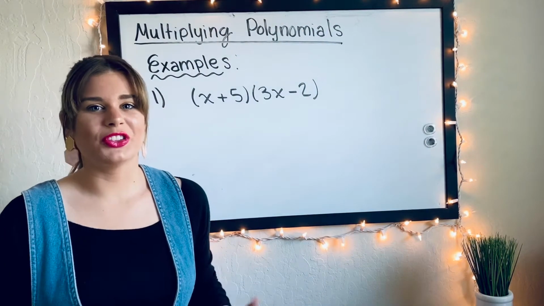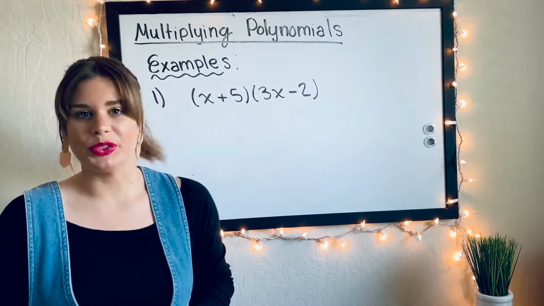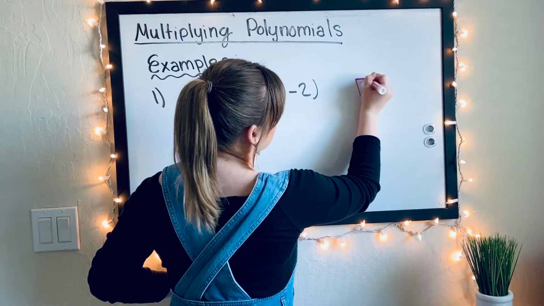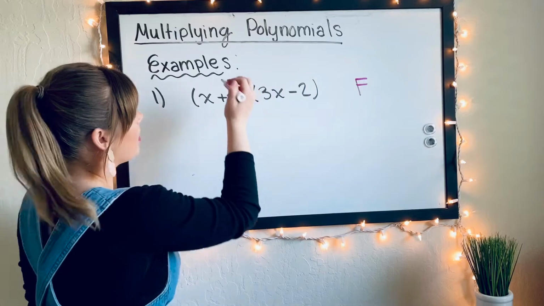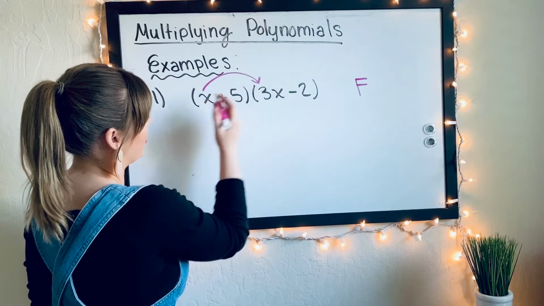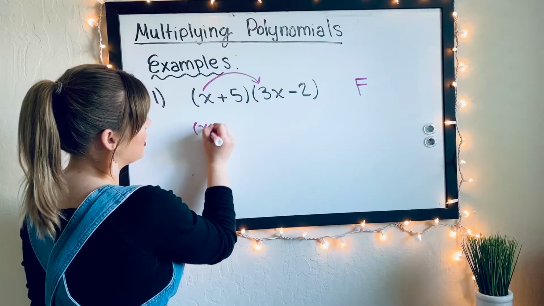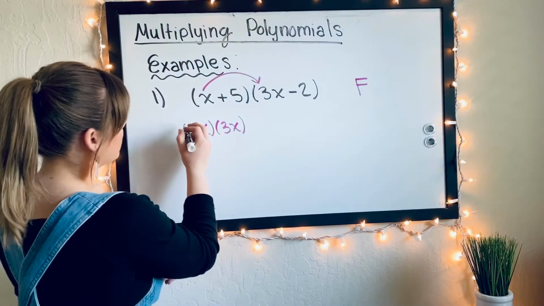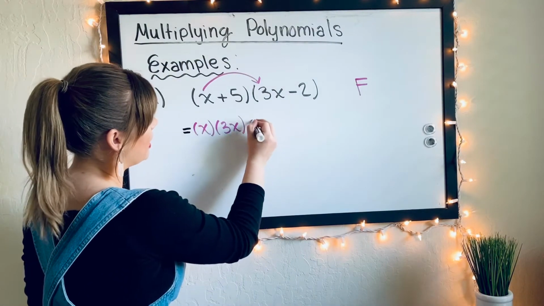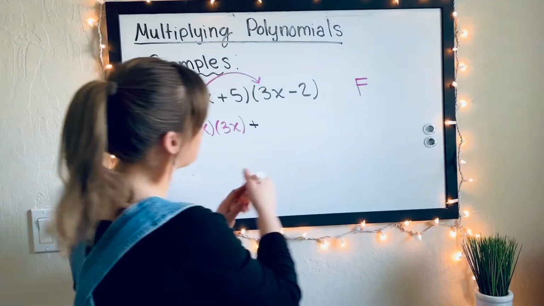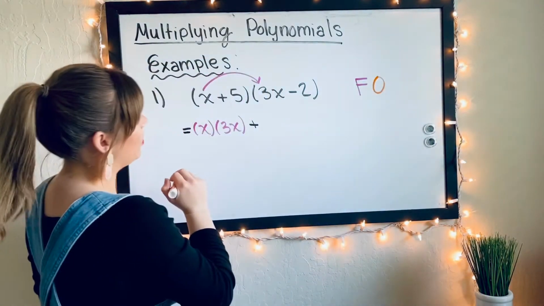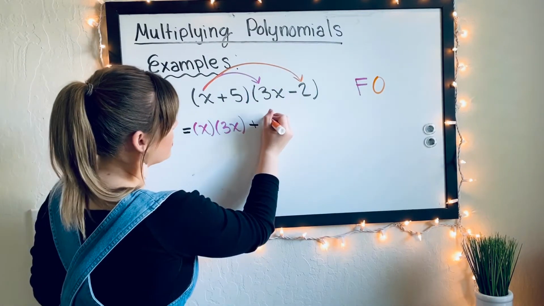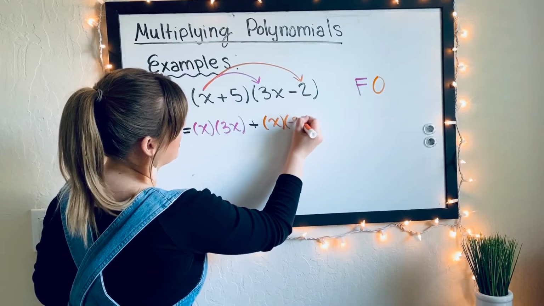Okay, so our first example should look pretty familiar. This is just a standard multiplying binomials problem. So we're going to use FOIL. Our F stands for first, so I'm going to multiply my first terms together. So this equals x times 3x. Then I'm going to add that to my outside, that's what the O stands for, my outside two terms. Multiply those together and add them. So we have x times -2.